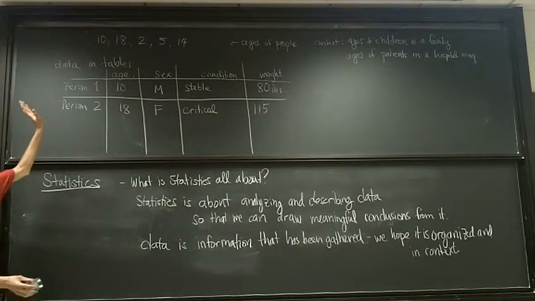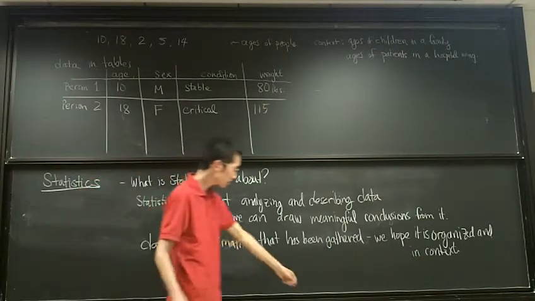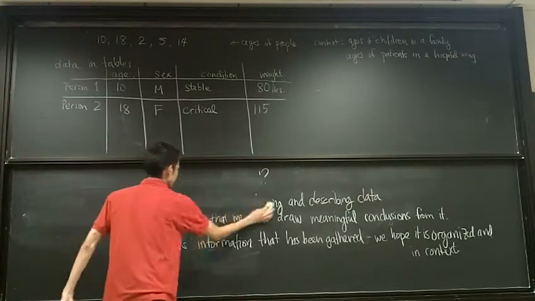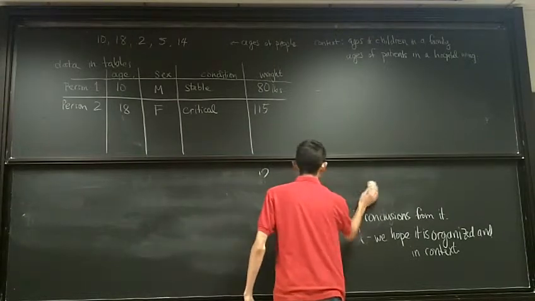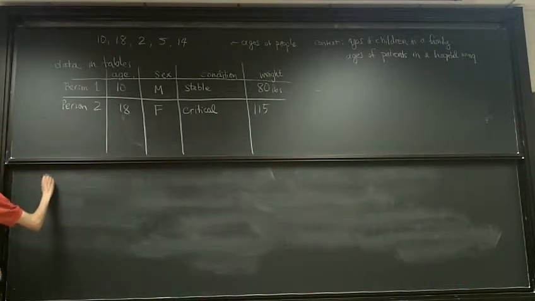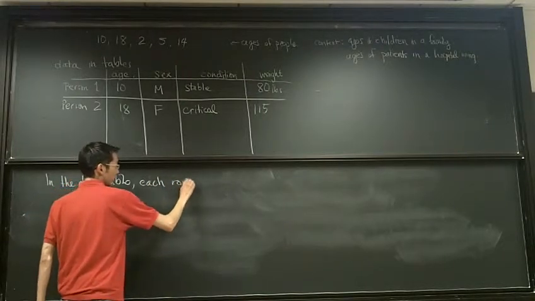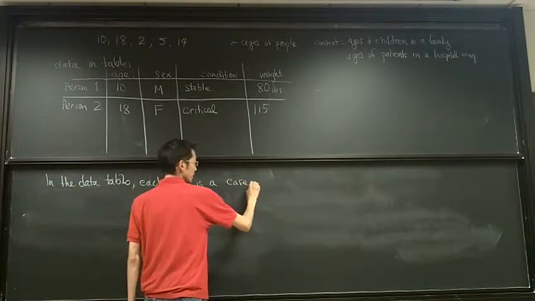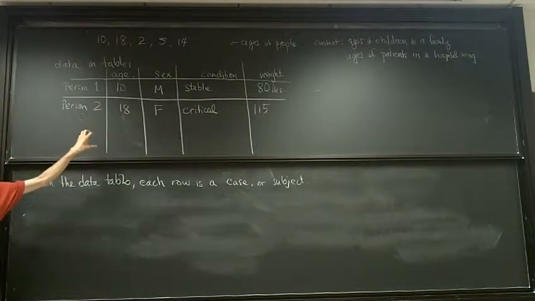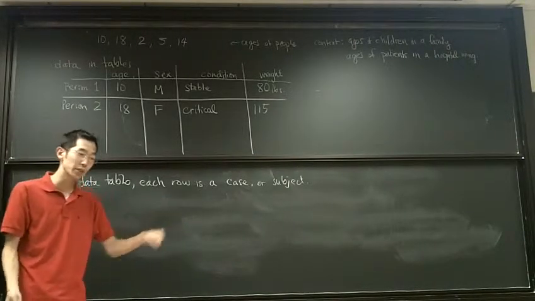So this would be an example of a data table, and you can see that each row represents a case or a subject. When we gather data, each row is a case or subject, and the columns are different pieces of information that we've gathered or collected, and those columns are known as variables.